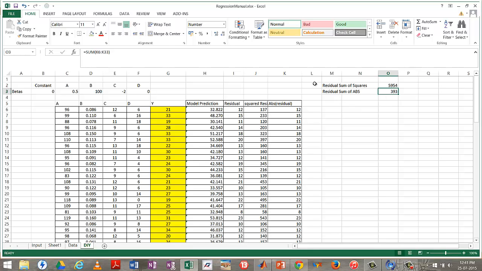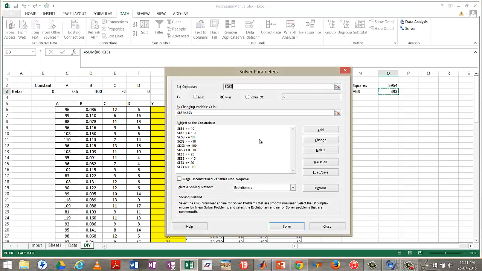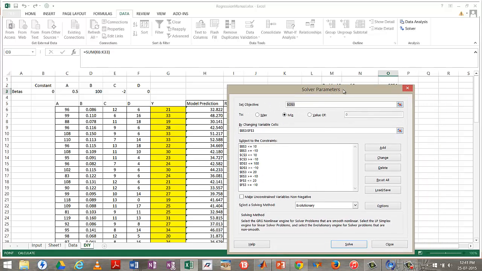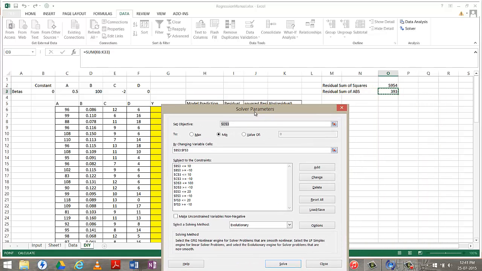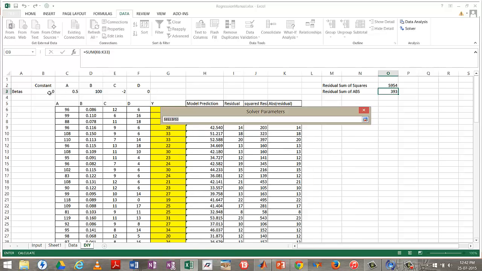So the way I would do that is to again go to Data and click on Solver. Again, if you don't have it, it invariably means you just need to add it from add-ins. And I tell Solver I want to set this objective, which is O3. I want to minimize it. So I can either maximize it or try to set it to a value, but I want to minimize it. And I want to do that by changing the cells in B3 through F3.